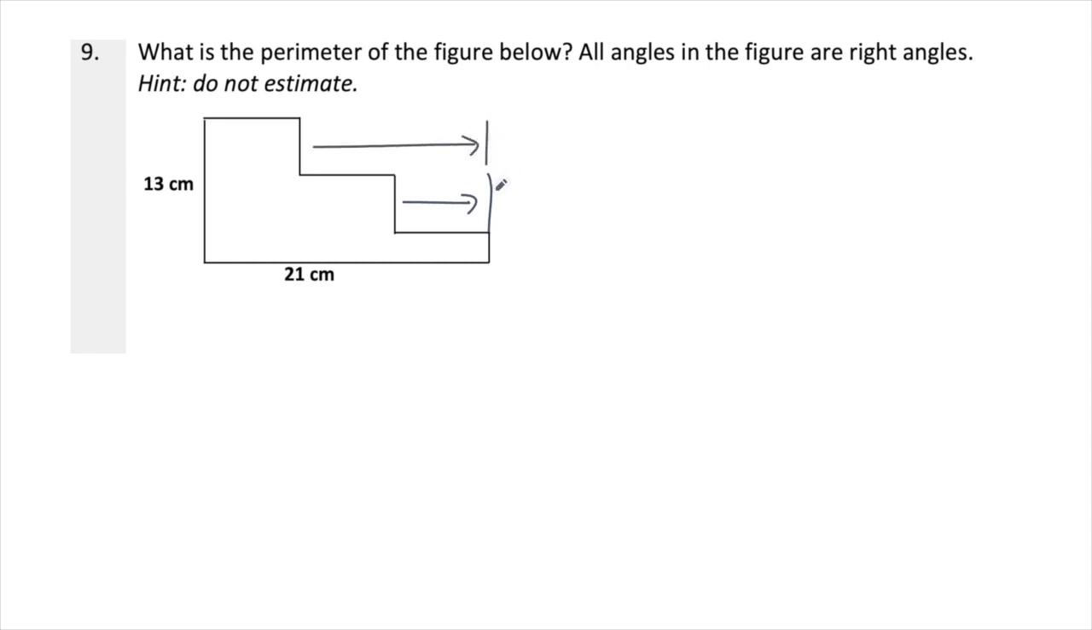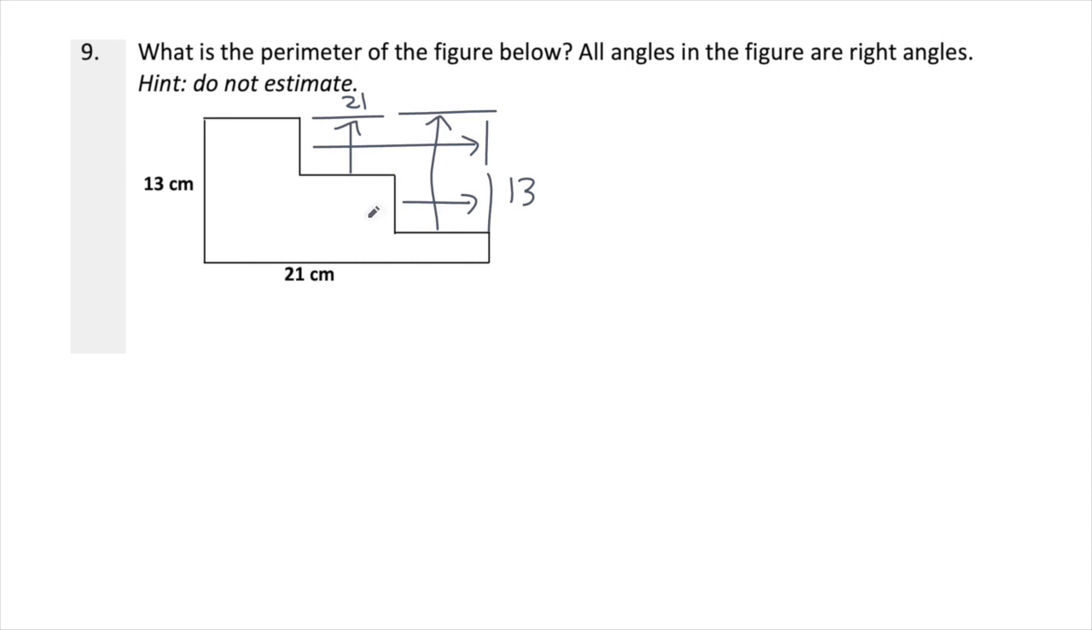This way, these 3 vertical sides have a length of 13 centimeters. We can do the same thing for these 2 horizontal sides. We shift both of them up, and these three horizontal sides have a length of 21 centimeters.